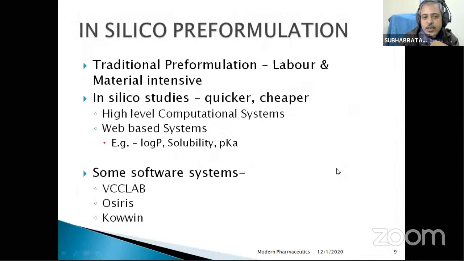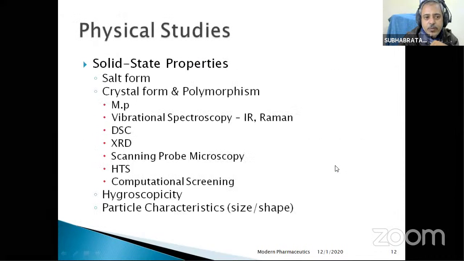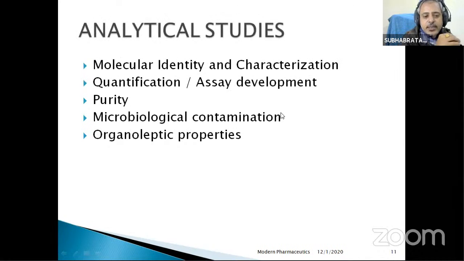Okay, so in the initial phase, you see these different analytical studies we have done. Apart from identification, quantification, or assay development and purity study, we also need to do microbiological contamination study. This is very vital particularly in the case of biotechnological products, because biotechnological products such as the interferons, the proteins, the peptides, the DNA or the RNA, which are used as drugs or API, are more vulnerable to microbiological contamination.